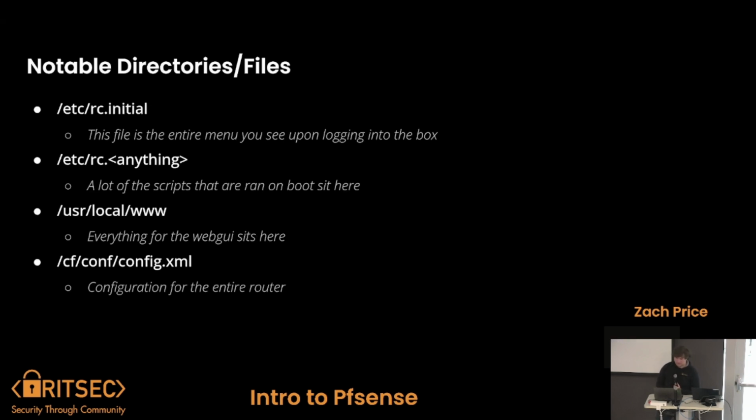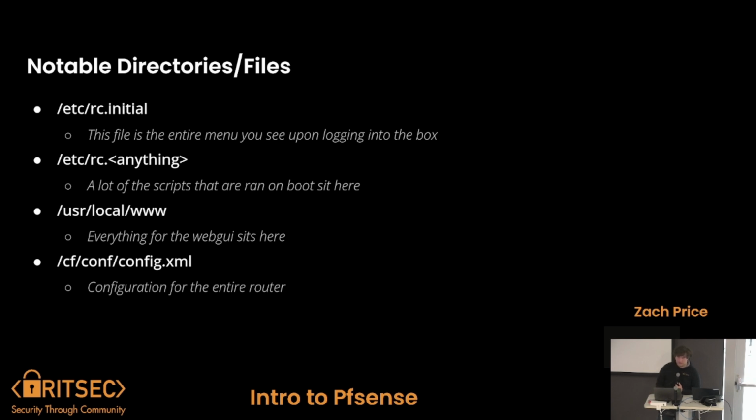Some notable directories and files inside of pfSense is /etc/rc.initial. That's the 16 options you get out at the start. So if there's stuff there that you think shouldn't be there, you might want to go investigate that. /etc/rc.anything, there's a lot of stuff that runs on boot. So I would check there if you feel like there's stuff that's running on boot. /usr/local/www is all the files for the web GUI. So if your web GUI is getting messed up, it's probably located there.